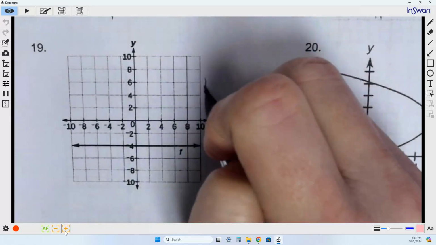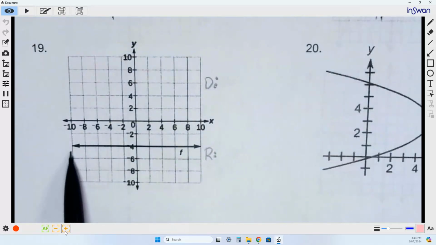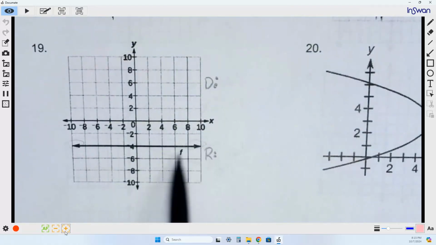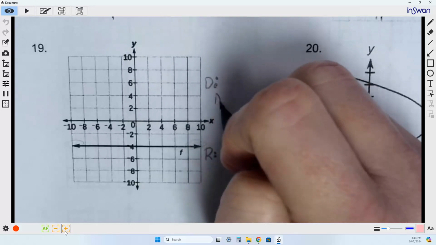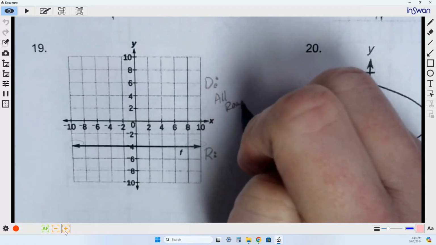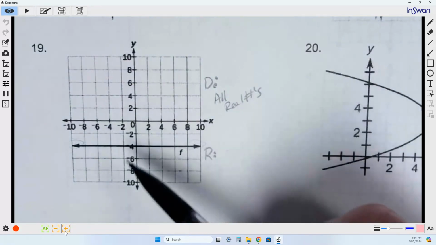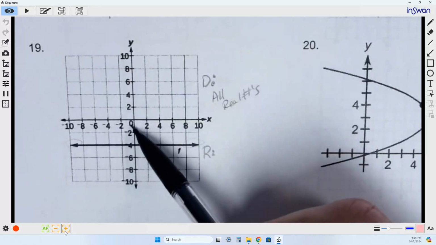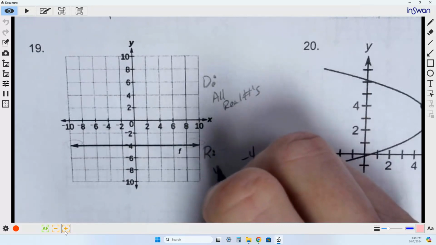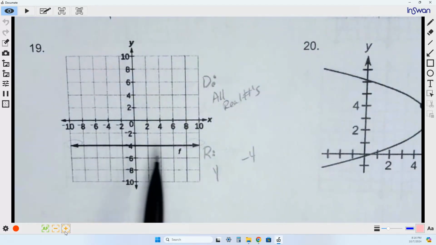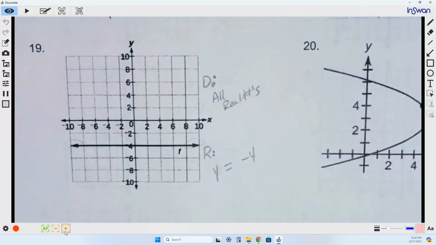And I want to do number 19 here. So my domain, I'm going to look left to right. Left to right, I've got an arrow here, and I've got an arrow here. It doesn't look like it's going to end, and it looks like it is a horizontal line. So this is going to be all real numbers. And then finally, look at your range. We're going through this y-axis at -4. And it is y, and because it is a horizontal line, it's going to be y equals -4.